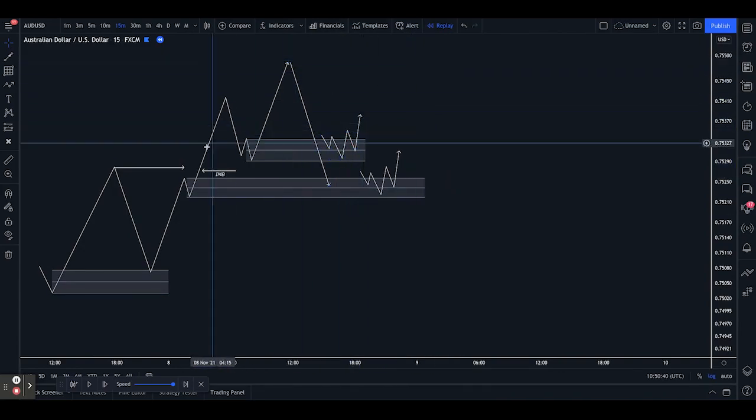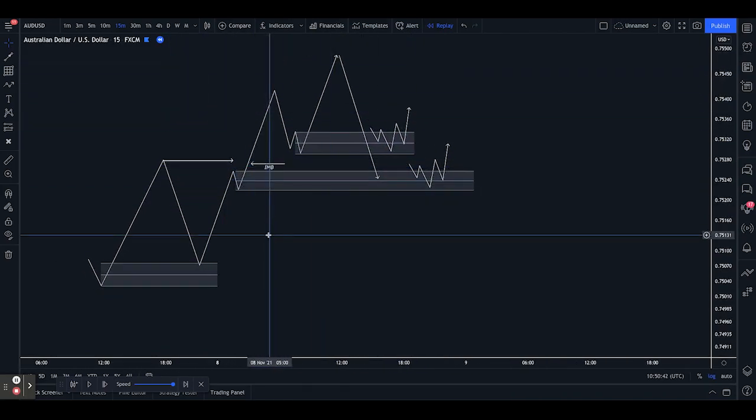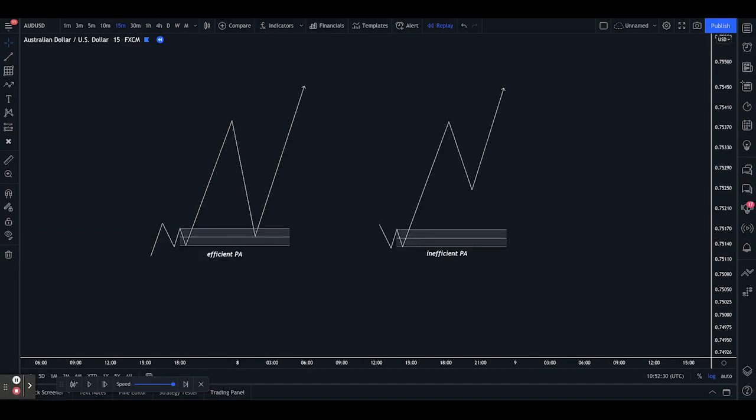So in this video, we're going to talk through market inefficiency, what it is. I'll show you some real life examples, and I'll explain how it comes into our trading in line with supply and demand and in line with market structure. When it comes to market efficiency, there are two phases a market can be in. There is efficient price action and there is inefficient price action.